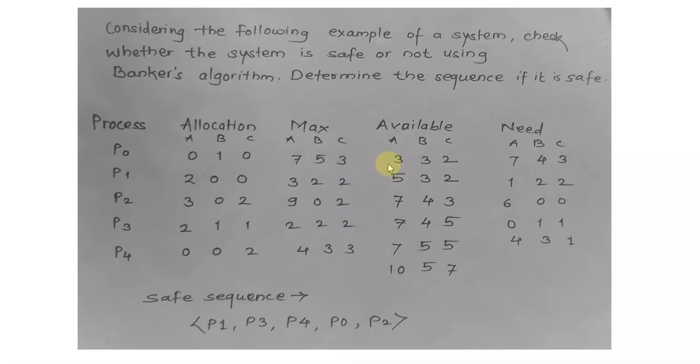Now consider the first row of the available matrix. So see here, what does 332 mean? There are some instances of A, B, C in the operating system. From that, we have already allocated this much resources to the processes. So 332 is the remaining resources after allocating to the processes. Now the available resources are 332, meaning 3 instances of A, 3 instances of B and 2 instances of C.